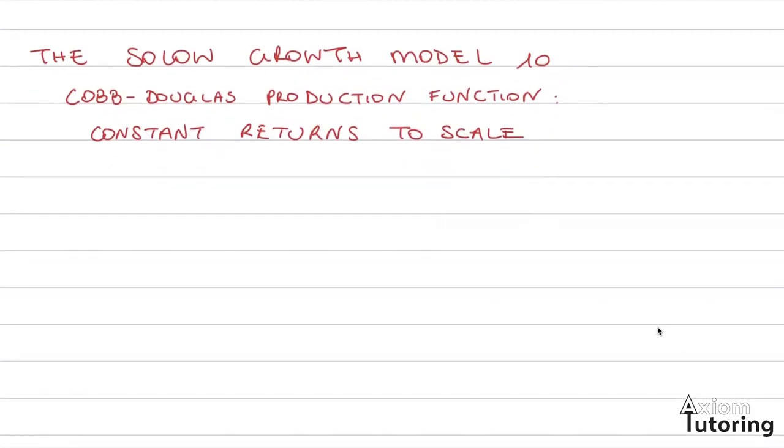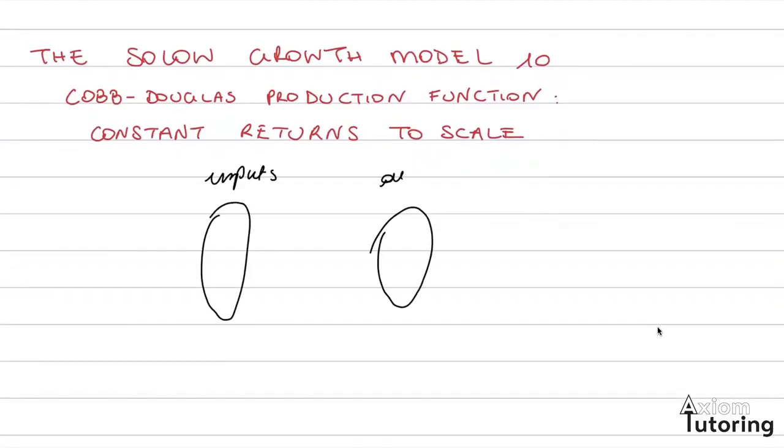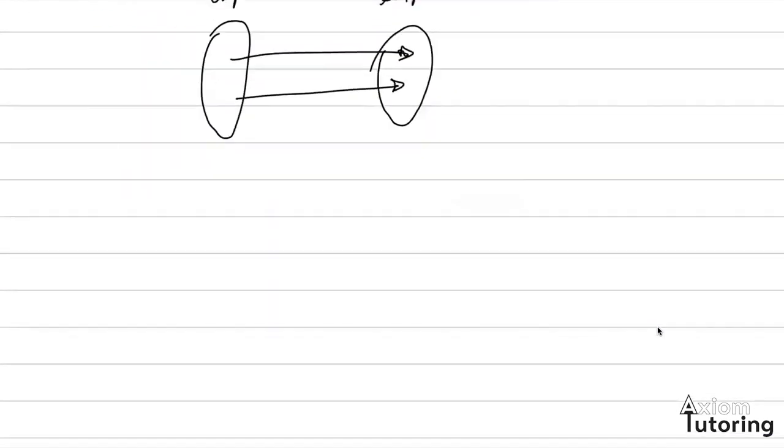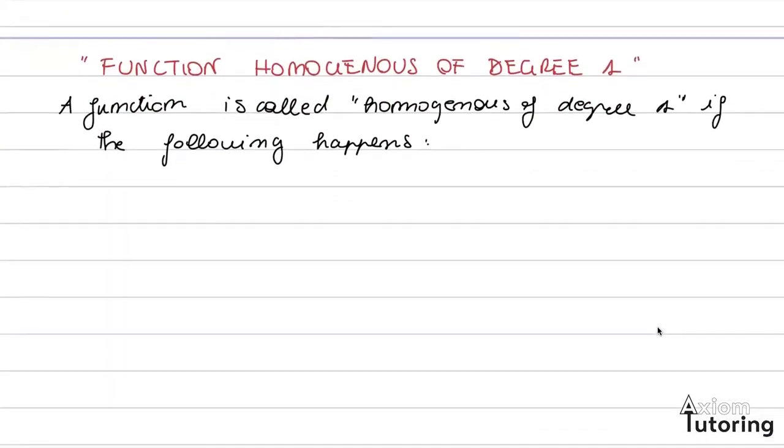So we know that, generally speaking, a function is like a machine that turns inputs into output. So inputs go through this machine, which is our function, and become output. And constant returns to scale is fundamental in our case because it allows us to rewrite the function in per worker terms, as we've already explored in more depth in a previous video. So let's begin by talking about functions in general.